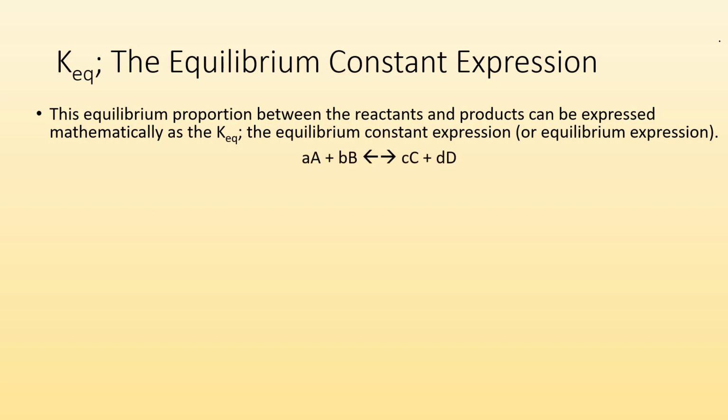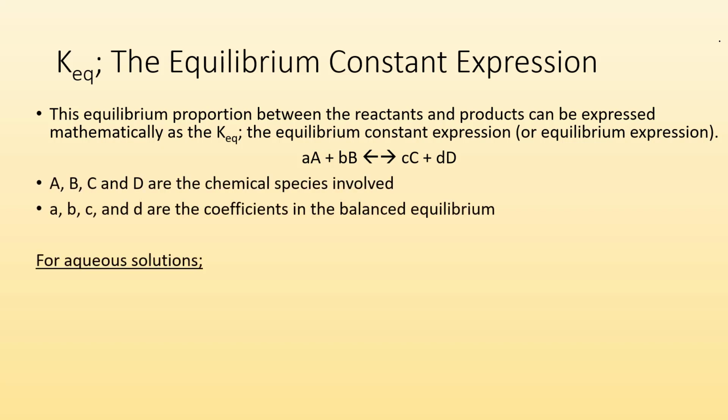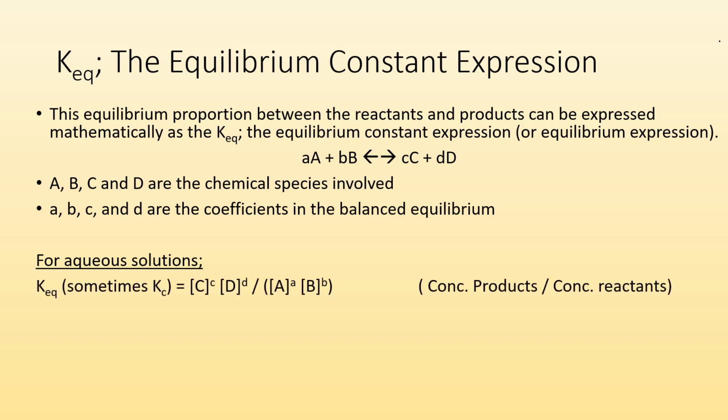So if this is my generic equilibrium where the capital letters are all different substances, and the lowercase letters are the coefficients, the equilibrium constant is going to be the following. It's written as KEQ, sometimes KC, the C for concentration, and you'll see that when we're dealing with solutions. It's going to be the concentration of the products, essentially: C to the power of little c times D to the power of little d, all over the reactant side of things. Concentration of A to the coefficient of A times the concentration of B to the coefficient of B. It's basically products over reactants.